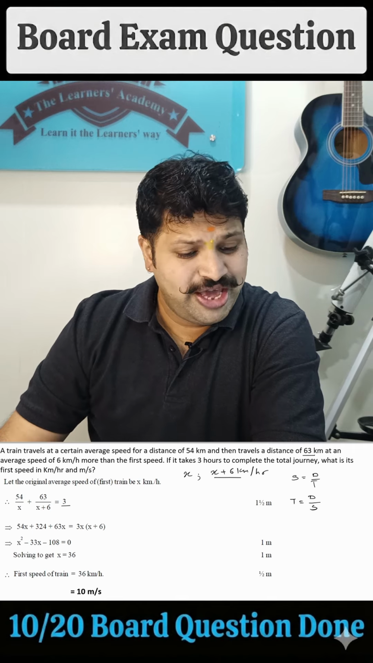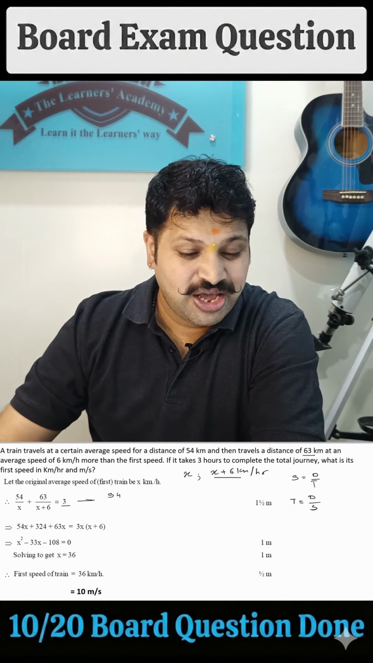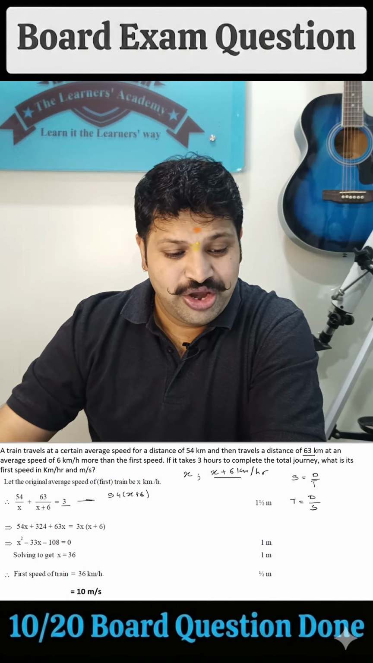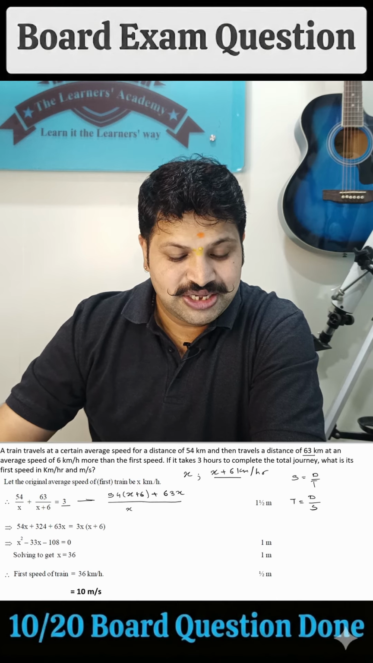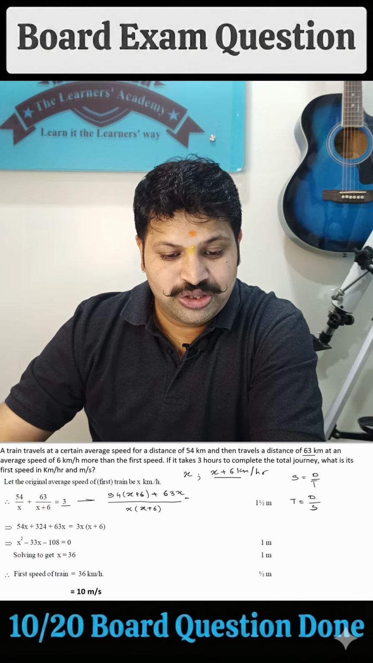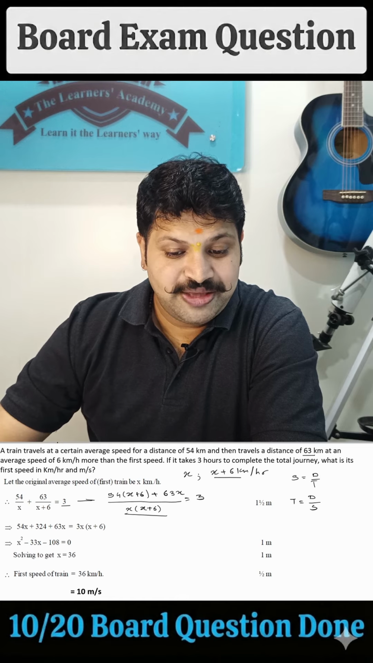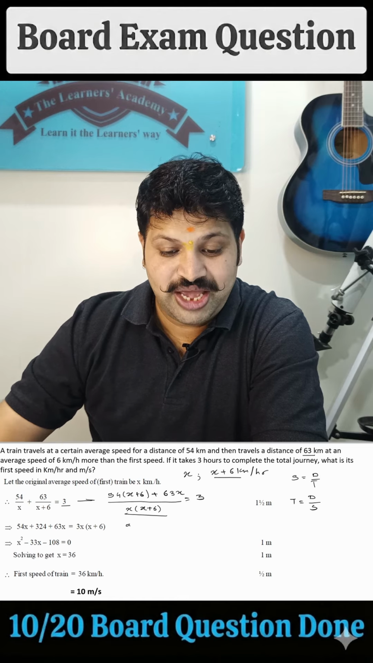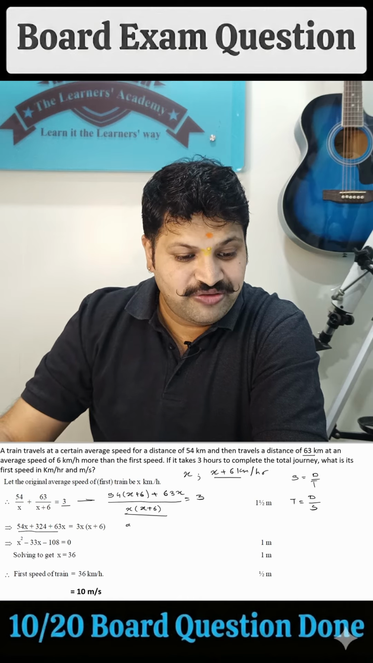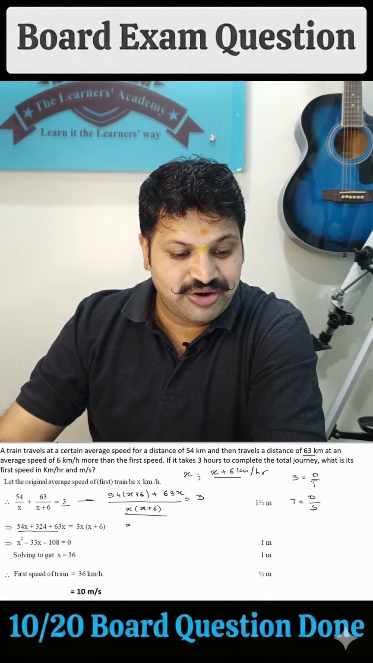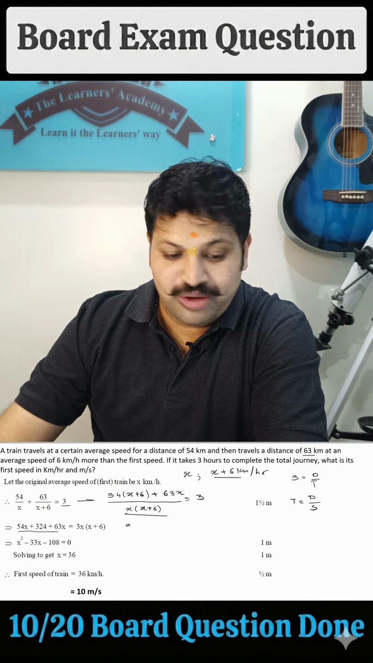The next thing we do is take this x and this x plus 6 on the other side, or actually simplify it. How do we simplify it? I'm just writing it for you. It can be written as 54 times x plus 6 plus 63x, the whole thing divided by x times x plus 6, which is equal to 3. Now I can take this x plus 6 plus x on the other side and write it as 54x plus 54 times 6, which is 324, plus 63x is equal to 3 times the denominator, which I multiplied with the 3.